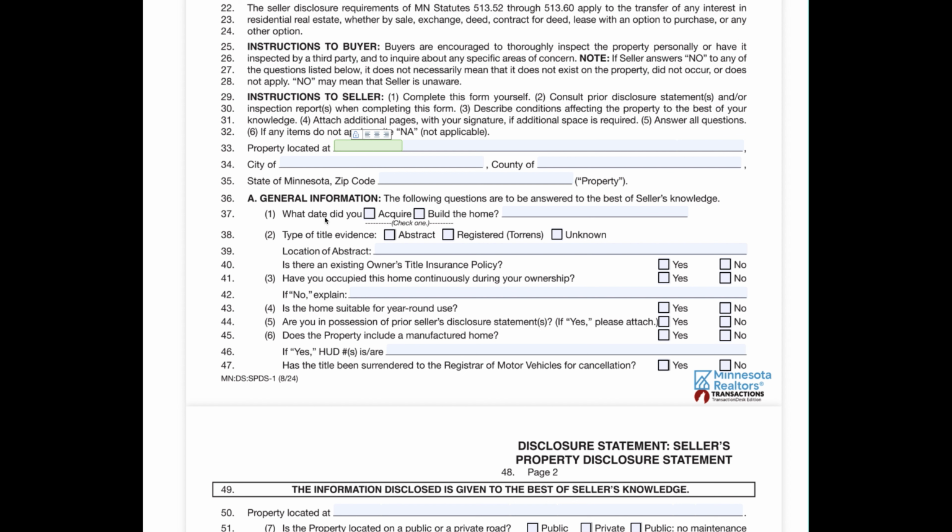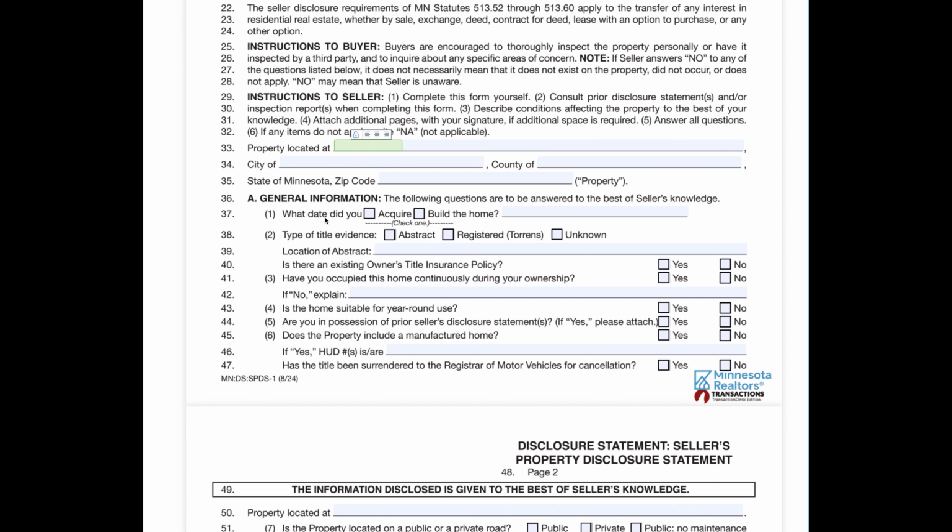The different types of title, we've got abstract, registered, and unknown. The location of the abstract. Was there an existing owner's title policy, right? This information is going to be very important because if there's a previous ownership policy, that title would be insured and/or protected from any disputes. Well, it couldn't stop a dispute, but it would protect you to an extent.